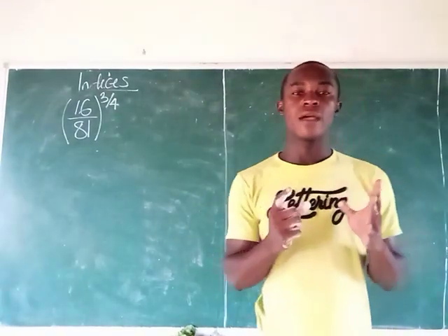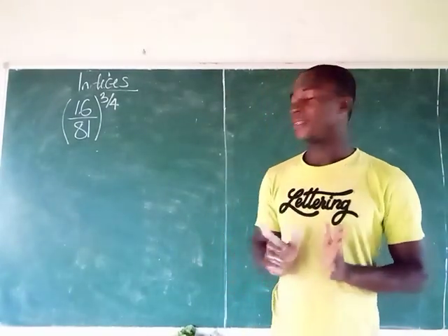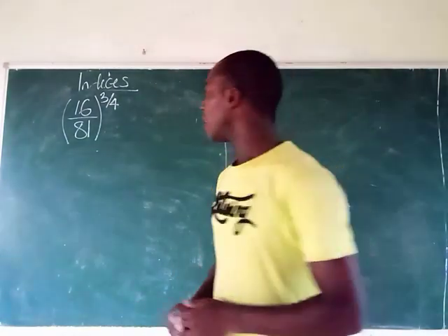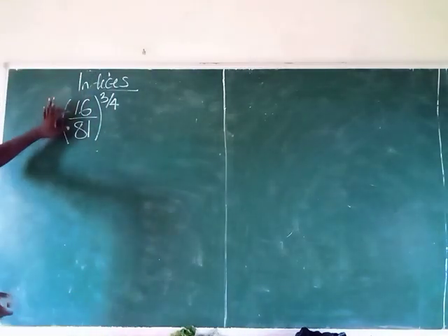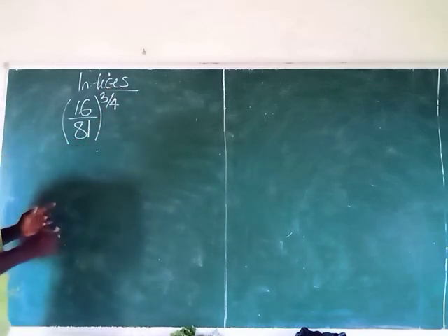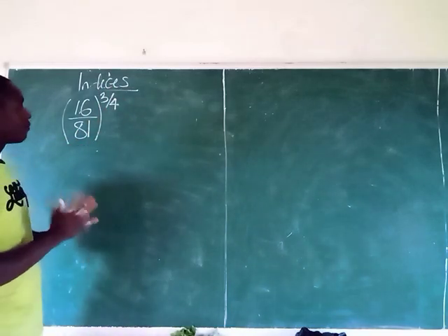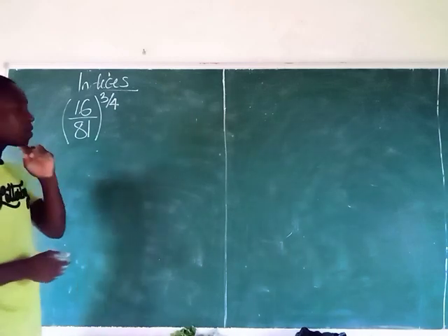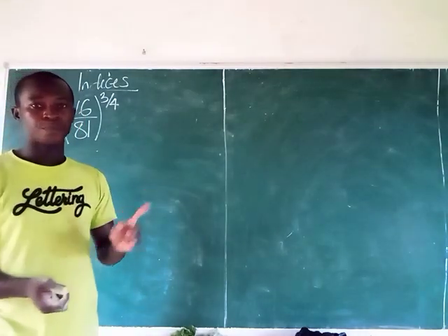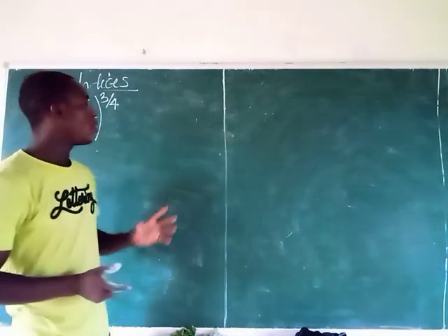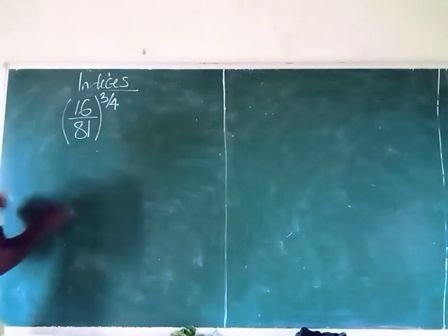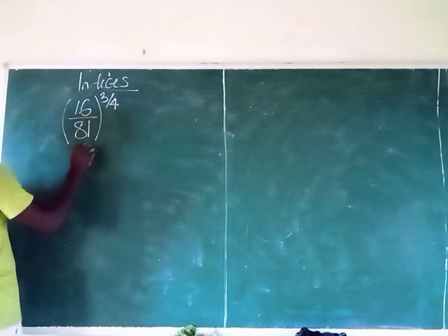Let's look at one problem in indices, and that is the problem we have on our board: 16 over 81 raised to the power of 3 over 4. So let's simplify this problem. And remember a law in indices, that is the fractional index law. That is the law we are going to apply here to be able to solve this problem. And so, the solution.